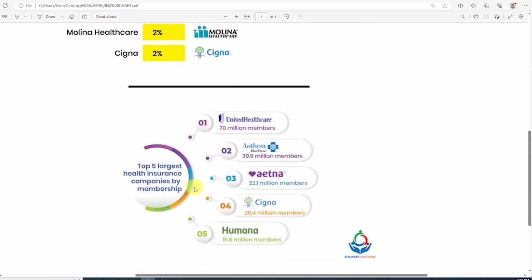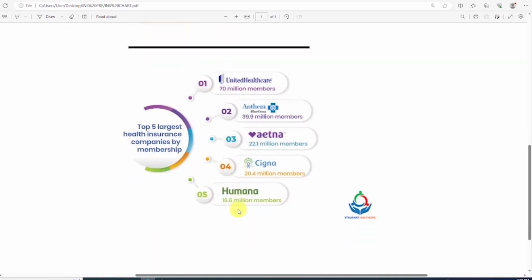Now let's take a look at the top 5 largest health insurance companies by membership. We have United Healthcare with about 70 million. Anthem Blue Cross, of course, with about 40 million. Aetna servicing about 22.1 million members. Cigna, another 20 million, and Humana, roughly about 17 million.